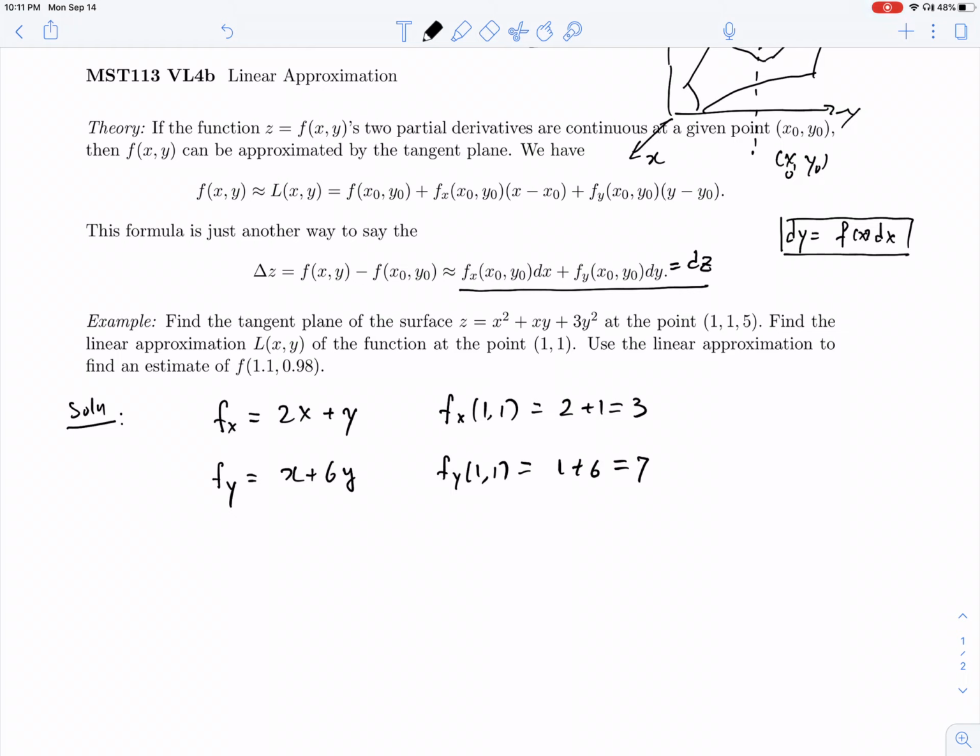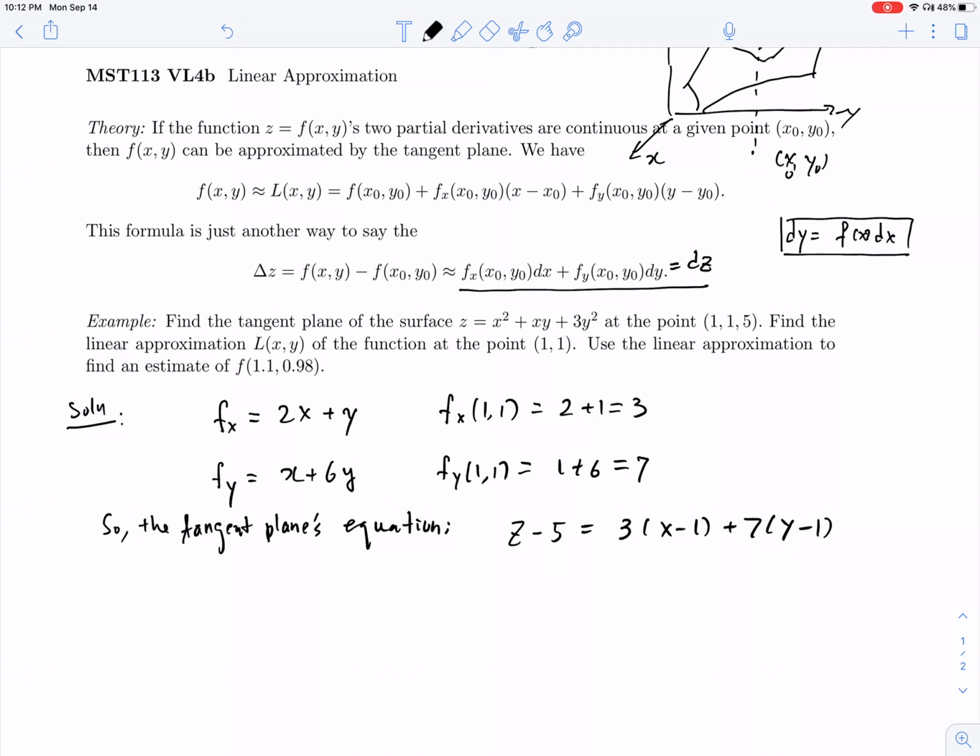So now we have the tangent plane's equation. We have z minus z naught, which is 5, is equal to the derivative at this point, f sub x is 3, times x minus 1, plus 7 times y minus 1, because we have 1, 1 over there. So that's the tangent plane's equation.